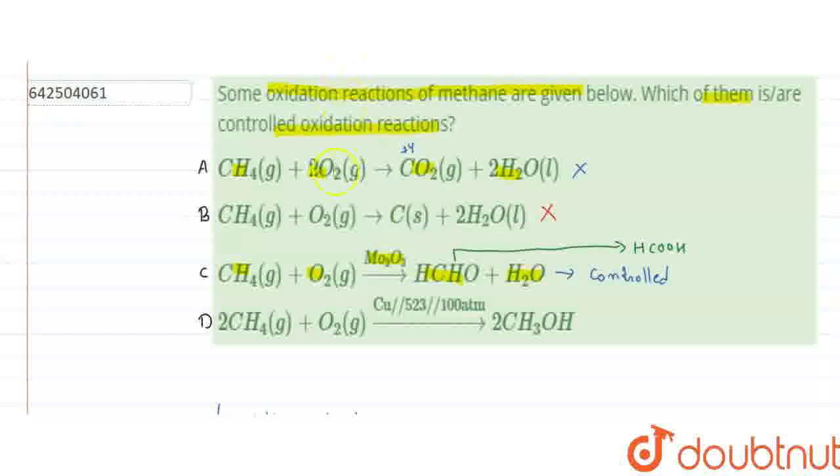Now let us look at the last option, that is CH4 plus O2 in the presence of copper at 523 Kelvin and 100 atmosphere, giving us CH3OH. So definitely we can very clearly see that we have controlled this reaction, because this has only stopped at alcohol. This has not even gone up to the aldehyde as in option C. This has only stopped at alcohol, and this can go up to the maximum oxidation state of acid. So this is also controlled, and we have controlled it by changing the pressure and adding Cu.